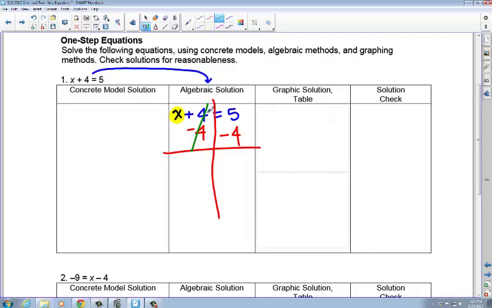Now I'm able to cancel my 4 because 4 minus 4 equals 0, and I'm left with my x. So I'll just simply write x right here. And 5 minus 4 equals 1. That's my algebraic solution. We're going to use our calculator to do the graphic solution and the table.